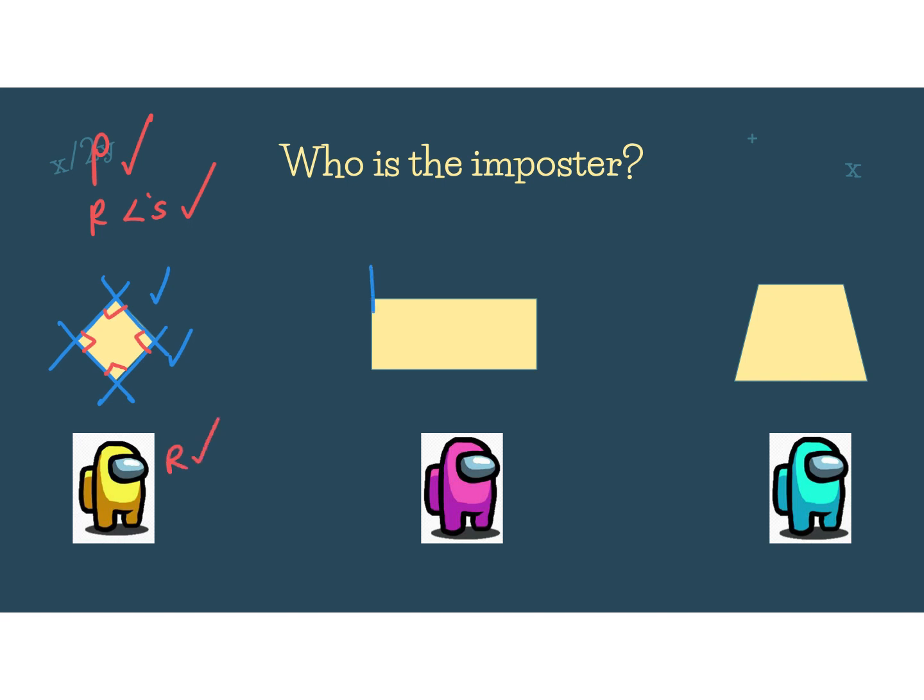If we look here, this side is parallel to this side, and then this side is parallel to this side. So they are parallel on both ends. Then we have to check and see, can we make 4 right angles in the corners? If we can, yes, this is a rectangle as well.